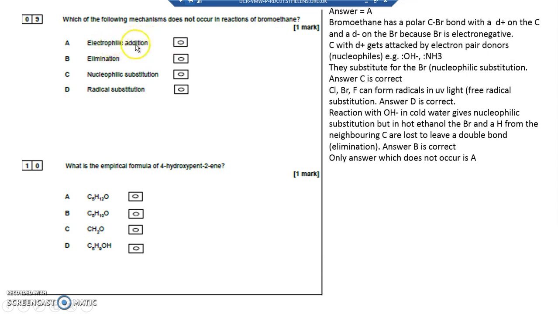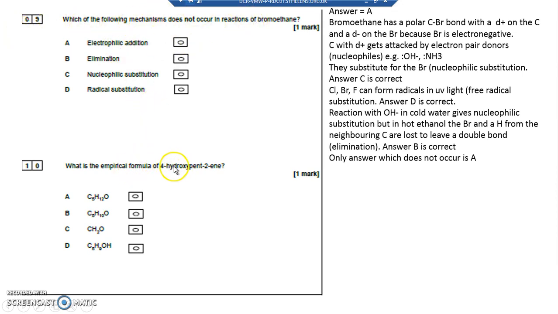Electrophilic addition happens when something's got a carbon-to-carbon double bond and something like HBr or Br2 or sulfuric acid, H2SO4, adds across the double bond. With no double bond in bromoethane, it cannot do that.